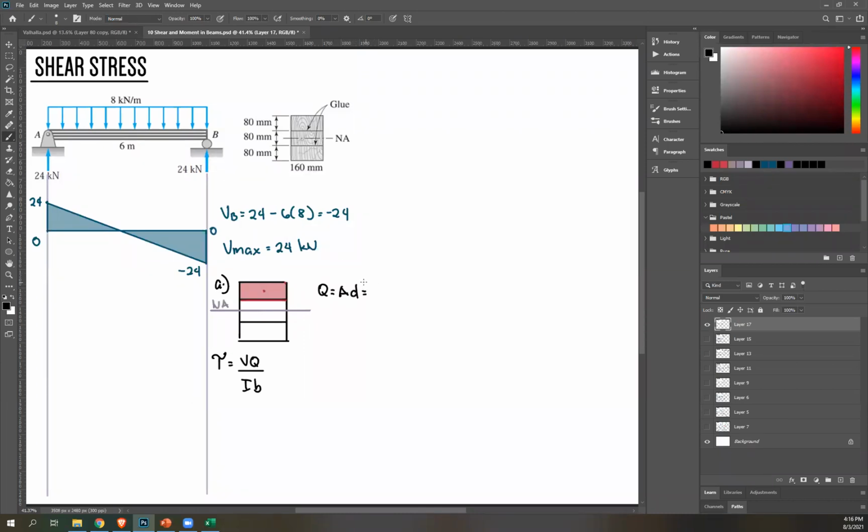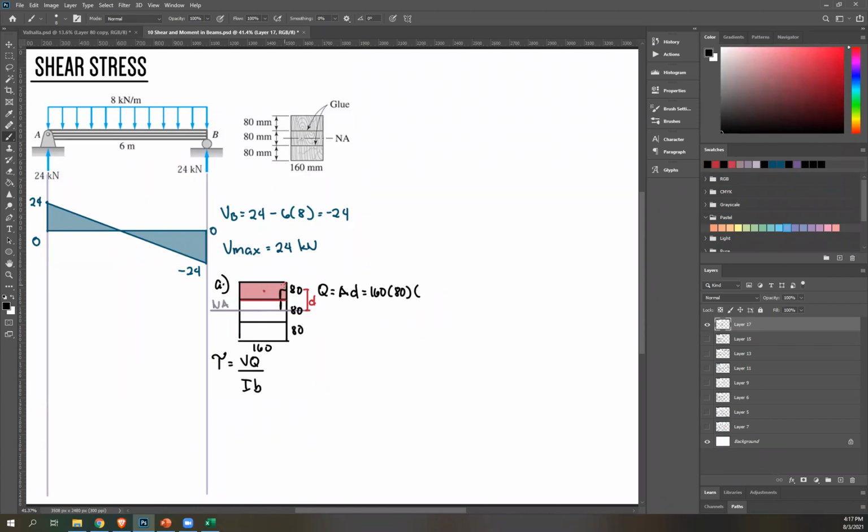Okay? So area is the shaded region. Base times height. So this is 160, and all of these are 80. So the area of the shaded region is 160 times 80, right? And then distance. So that distance would be this. This is your D, the distance of the centroid of the shaded region to your neutral axis. So that's times, this is 40, right?